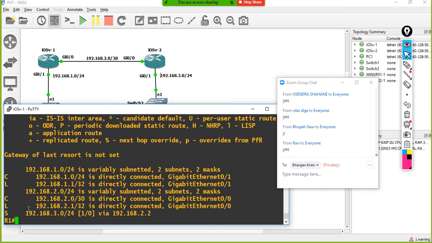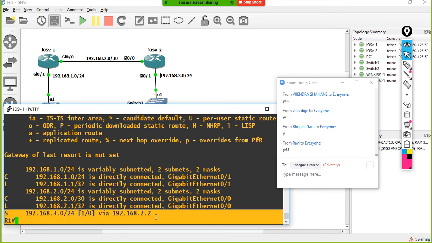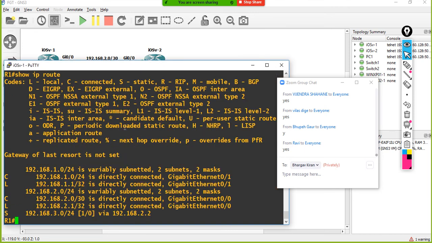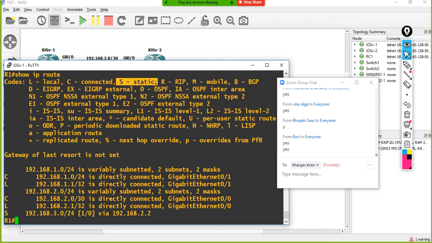Now, did you see here? I have a static route in my routing table. Did you notice that, guys? Everybody, are you able to see? S is indicating that it's static. So I have a static route in my routing table.